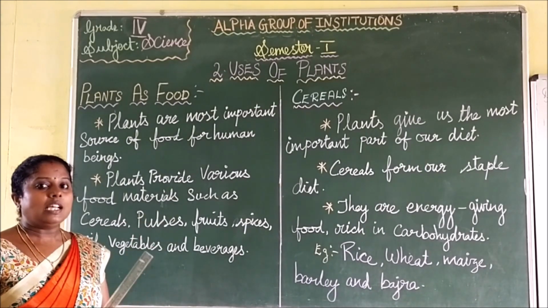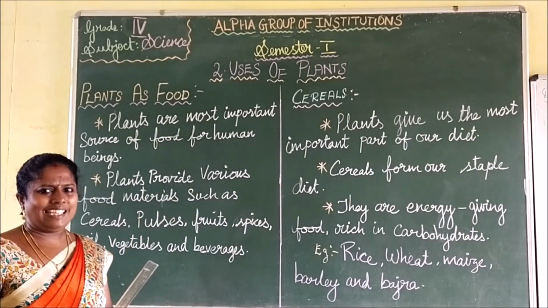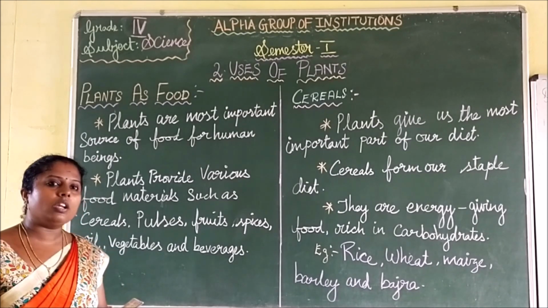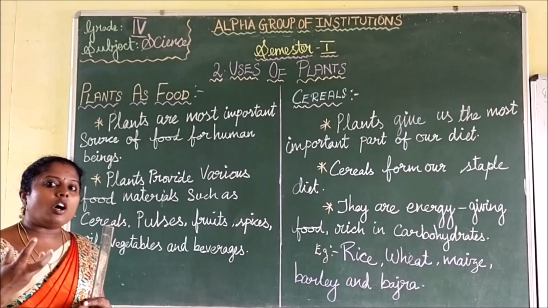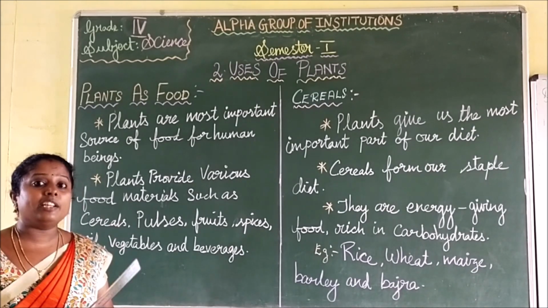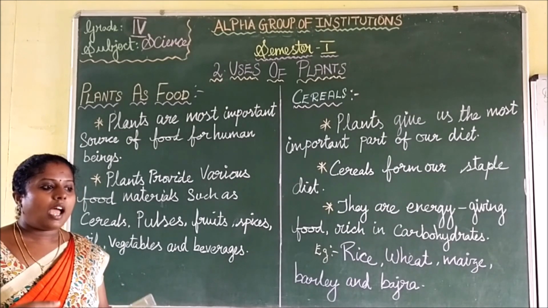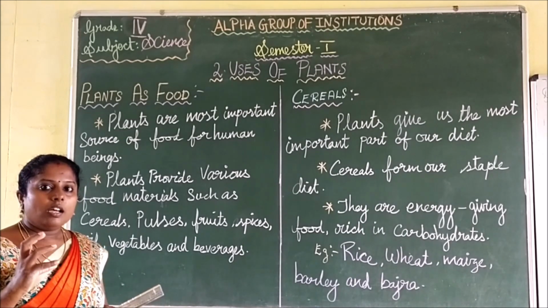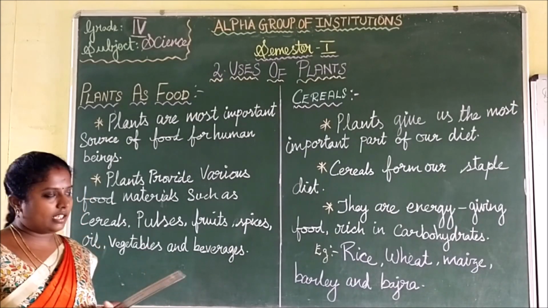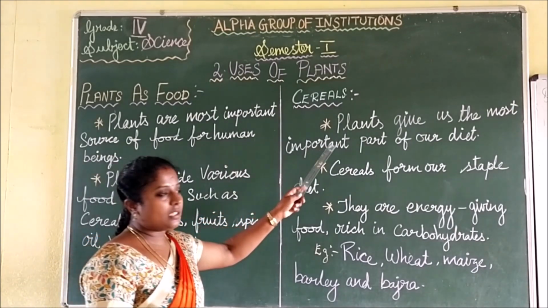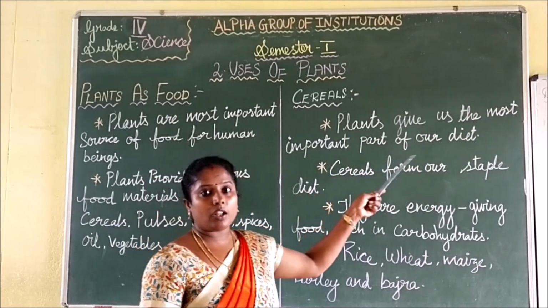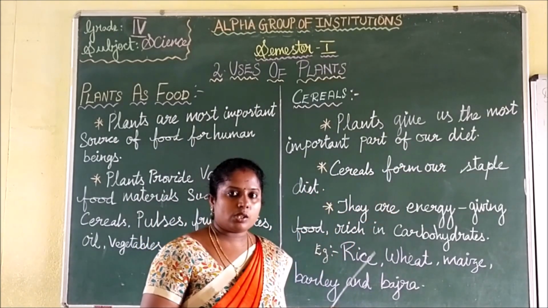Now we will see about cereals. What do cereals mean? It gives more carbohydrates. It contains a diet food for us and it gives more minerals and carbohydrates. That type of food we call cereals. Plants give us the most important part of our diet.